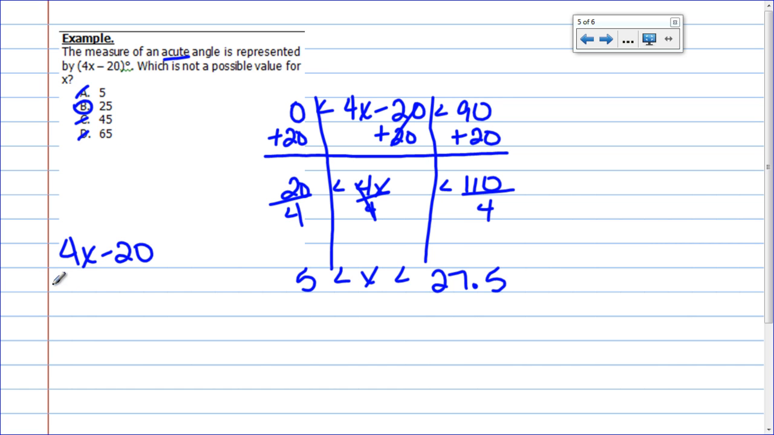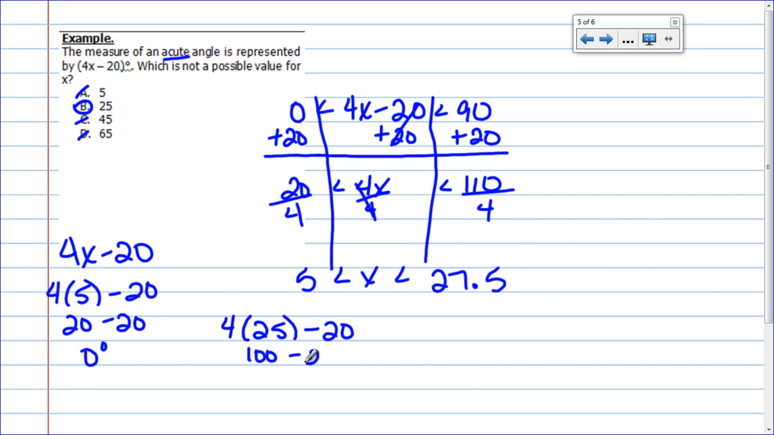So if I plug in 5, I get 4 times 5 minus 20. So I get 20 minus 20, which is 0. Well, 0 degrees is no angle at all, so that doesn't count. But if I plug in 25, I'll have 4 times 25 minus 20. Well, that's 100 minus 20, which is 80 degrees, which is less than 90 degrees. And so that's why it's that one, because an acute angle is less than 90 degrees. So there it is. Those are your two methods. It has to be B.